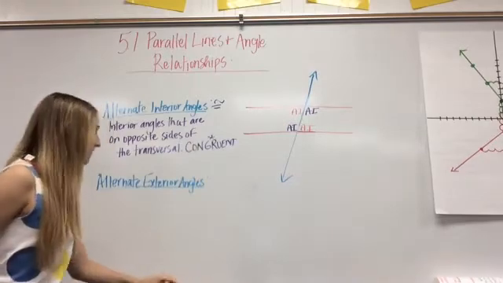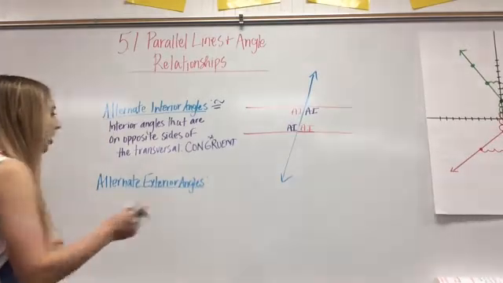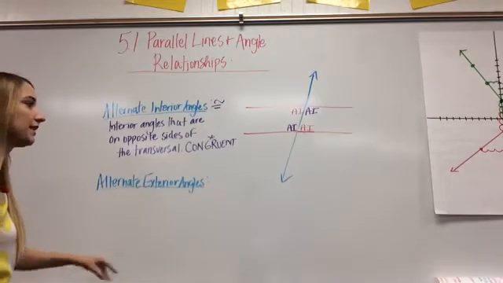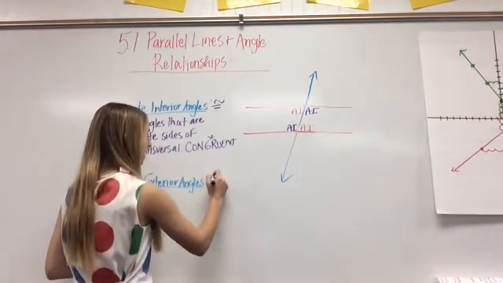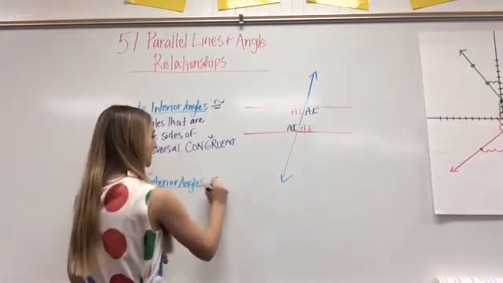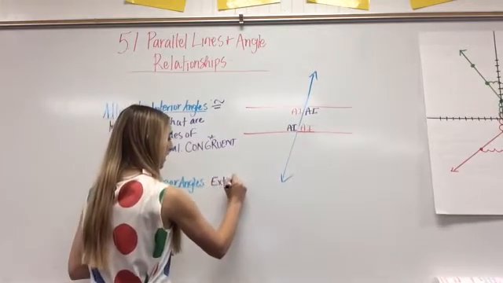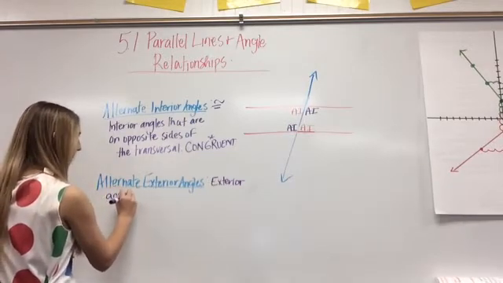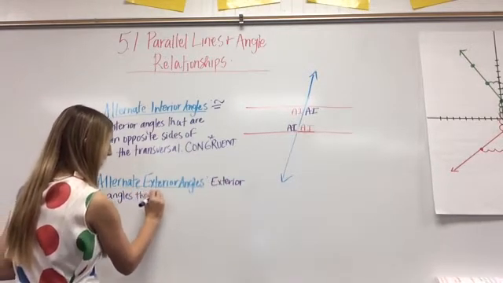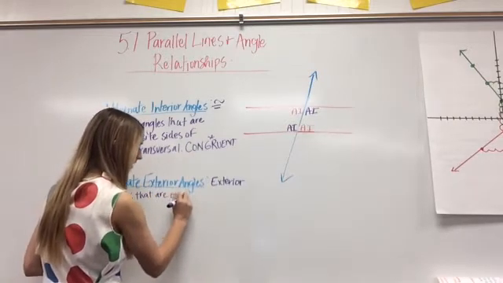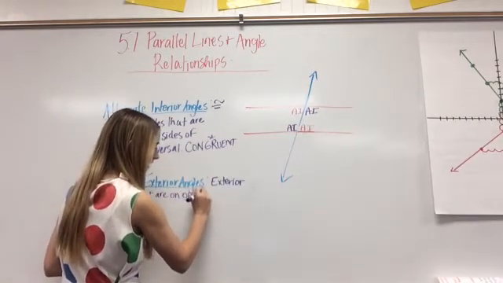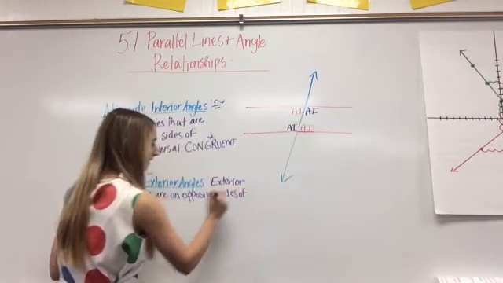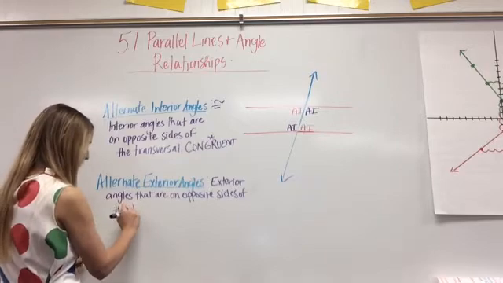Okay, the next definition, let's do purple. Alternate exterior, you guessed it, they're exterior angles that are on the opposite side of the transversal. So same over here, the only difference is they're exterior. Exterior angles that are on opposite sides of the transversal.